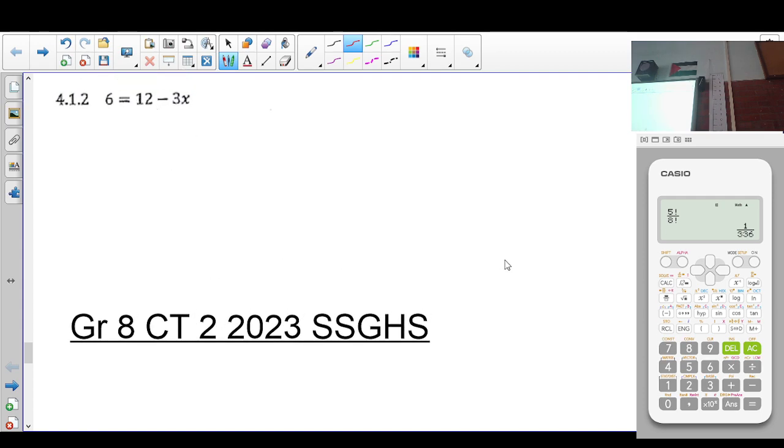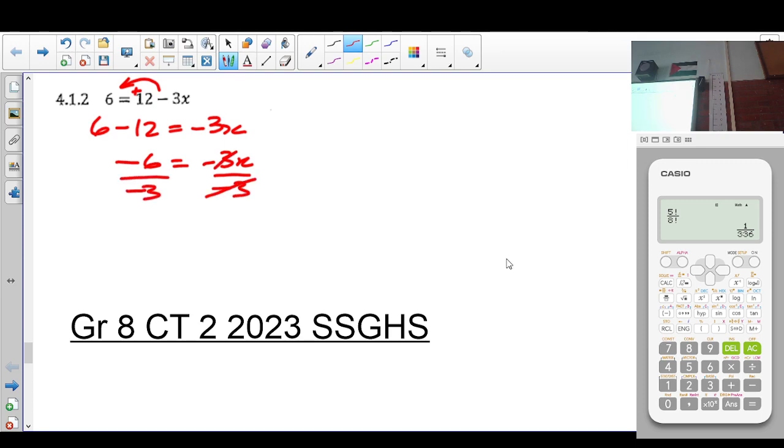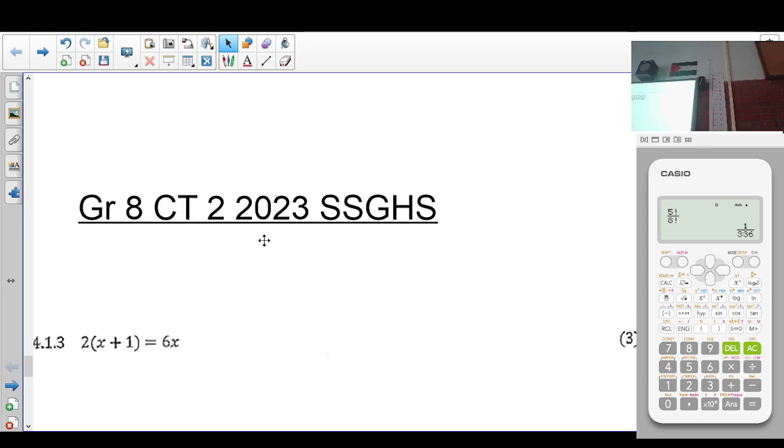The next one. X is one side, numbers the other side. So it becomes 6, 12 is positive, becomes minus 12 is equal to negative 3x. What is 6 minus 12? Negative 6 is equal to negative 3x. How do I get x on its own? Divide by negative 3 both sides. So what's negative divided by negative? Positive. And 6 divided by 3 is 2. So any confusion there?